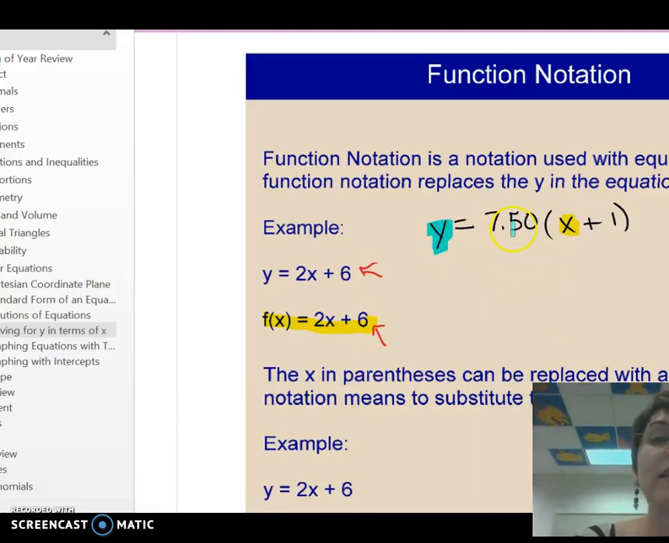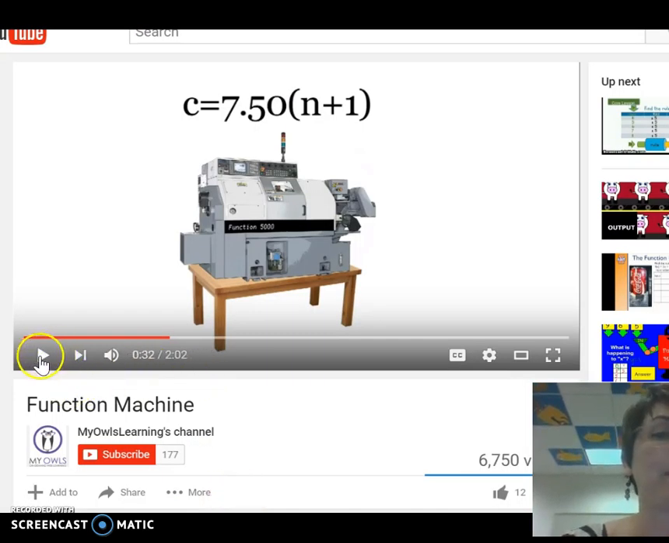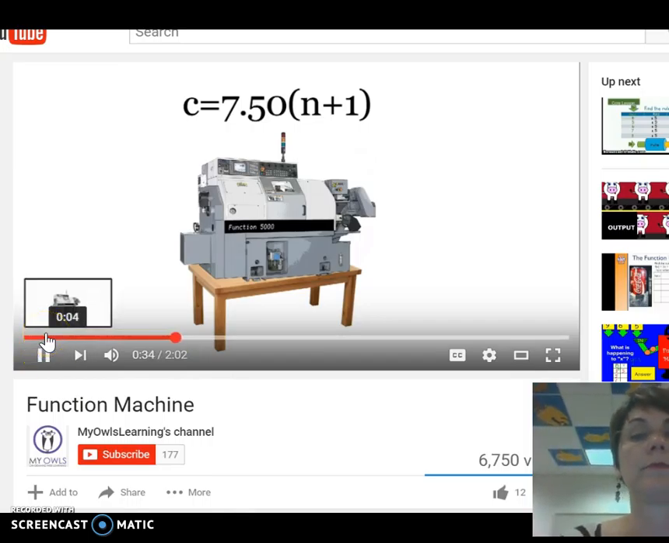So let's look at this equation here. It's written y equals 7.50 times x plus 1. That's the same equation that we saw with the function machine, only with this equation, we're using variables we're used to seeing. So y is our output and x is our input. When we put a value in for x, we can see what y is going to become. So let's look at our machine and input a few values to see what lunch might cost.